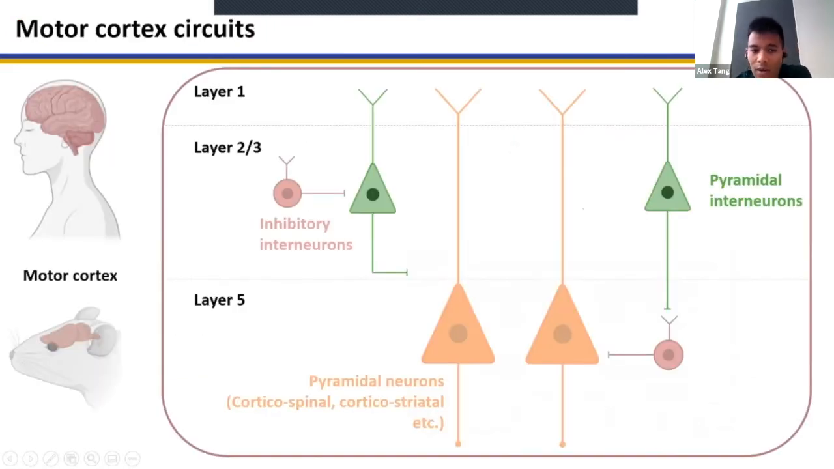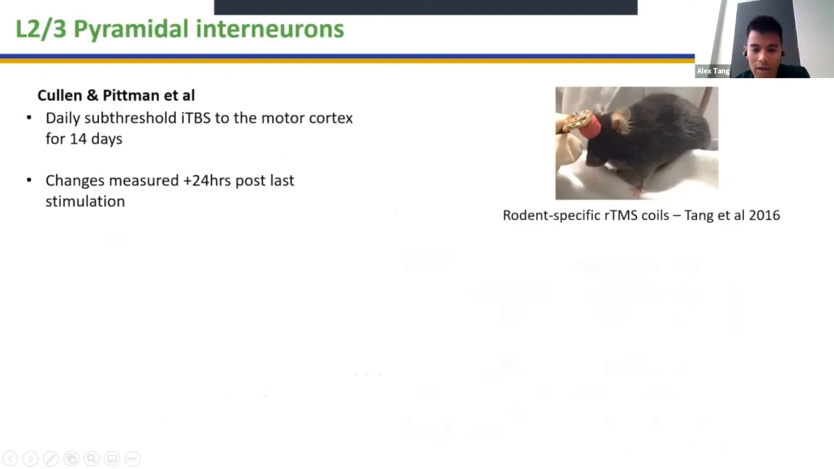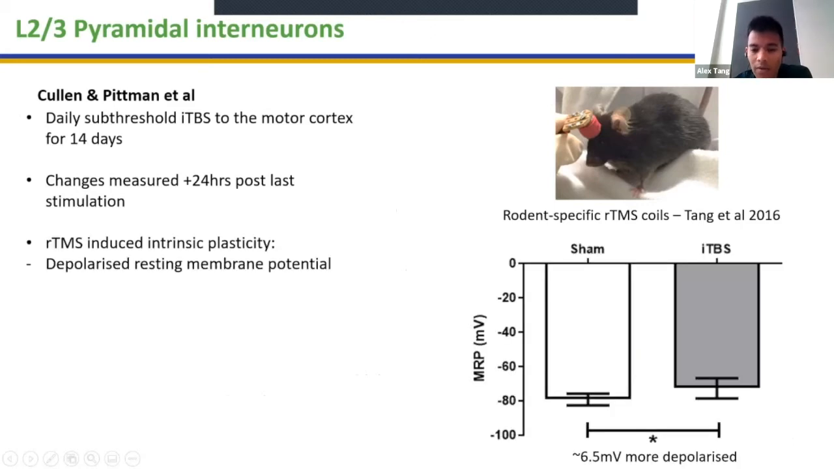If we now look at our layer 2-3 pyramidal interneurons, the cells which we think generate the I wave, we go back to the work that Carly has done, where she gave iTBS for 14 days and then looked at the day after the last stimulation. What she found was similar to the changes found by Klaus Funke: in the pyramidal interneurons, the cells which had been stimulated with iTBS had a more depolarized resting membrane potential, about 6.5 millivolts more depolarized compared to controls.